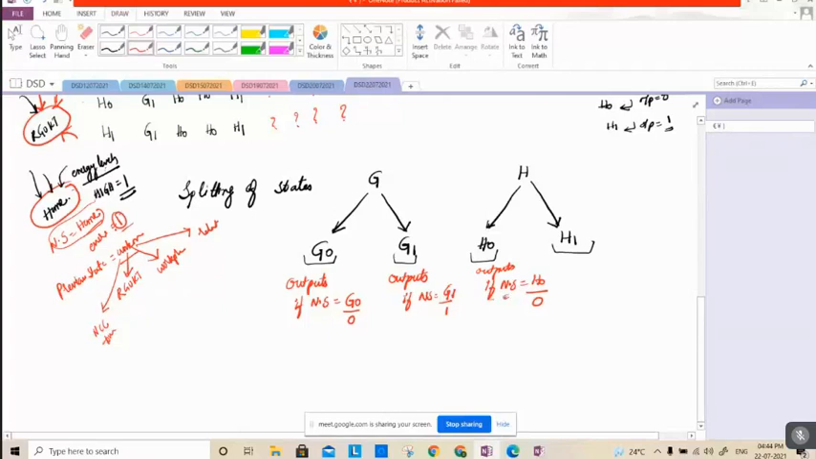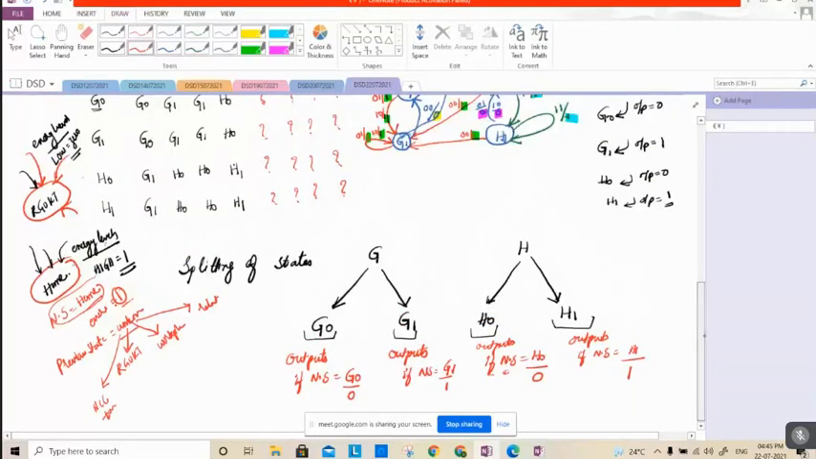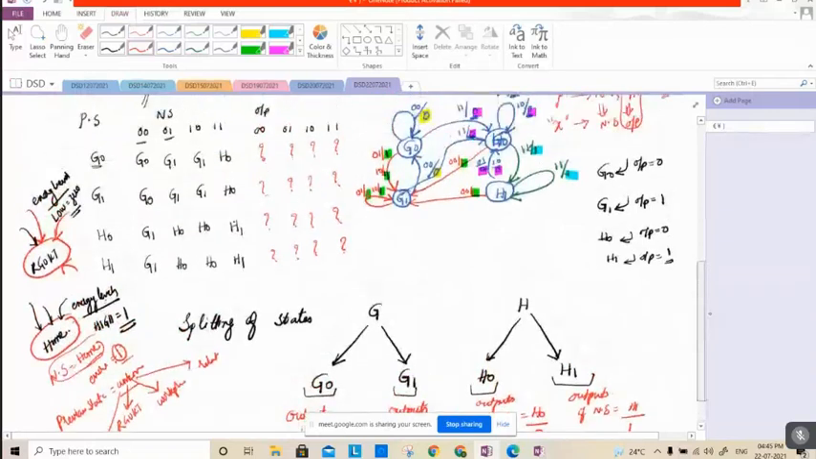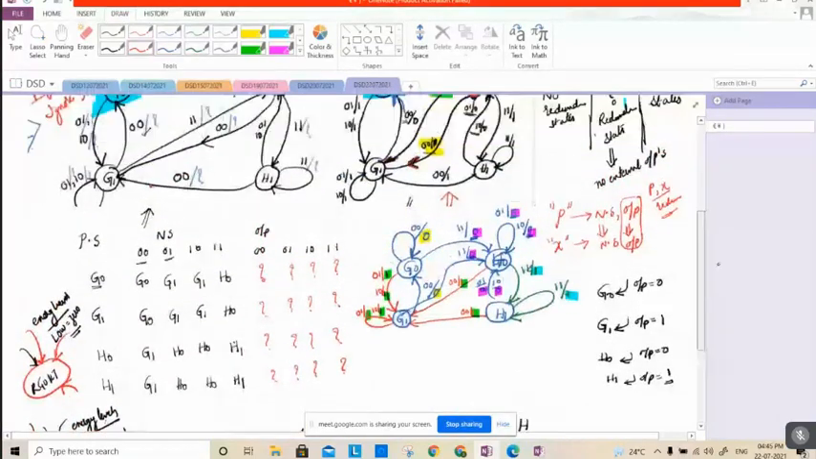So here, whenever my next state is H1, what will be my output? It is equal to 1, right? So this is what is learned from the Mealy state diagram.